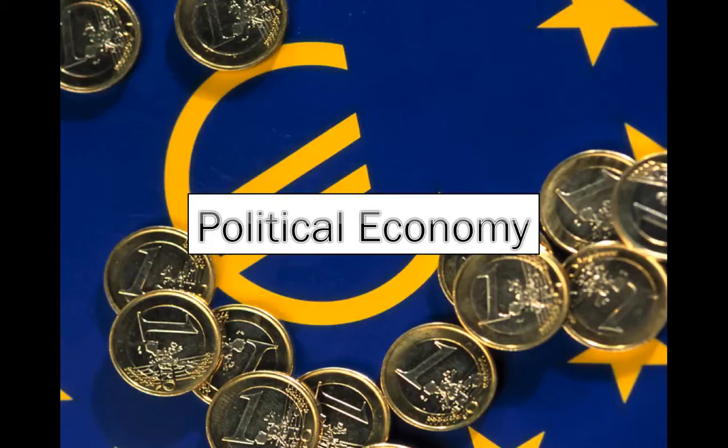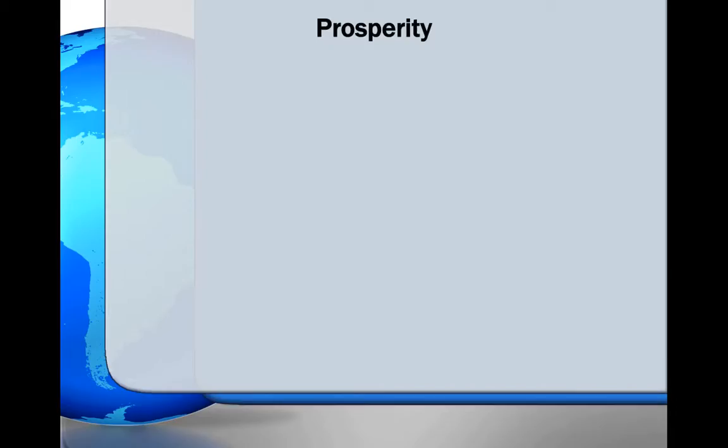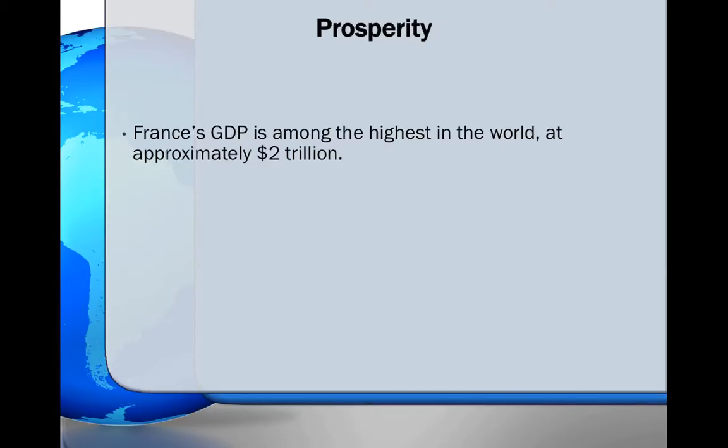So now we'll talk a little about political economy, and we'll talk about prosperity. France's GDP is among the highest in the world at approximately $2 trillion. This is in comparison to the United States' 2012 GDP of approximately $14 trillion. In spite of this high number, France has currently been suffering a double-dip recession for many reasons, but mainly because of the Eurozone crisis and the economic insolvency in Portugal, Spain, but especially Greece.